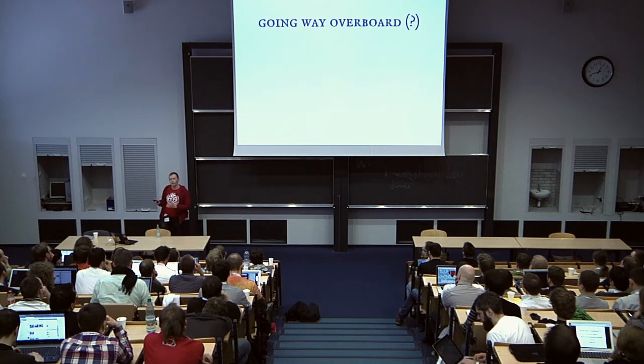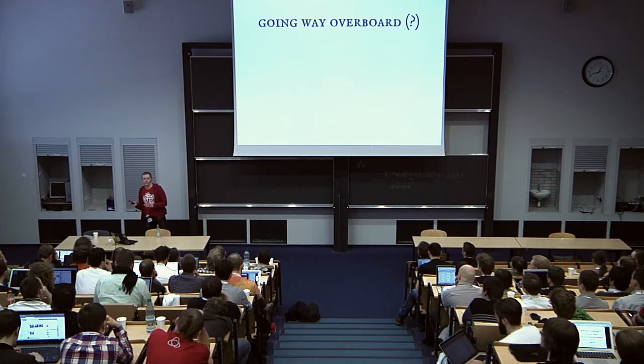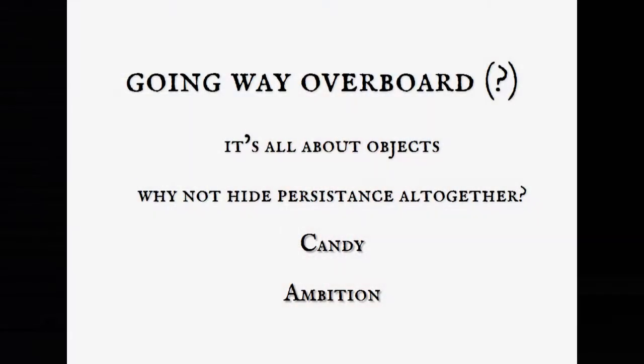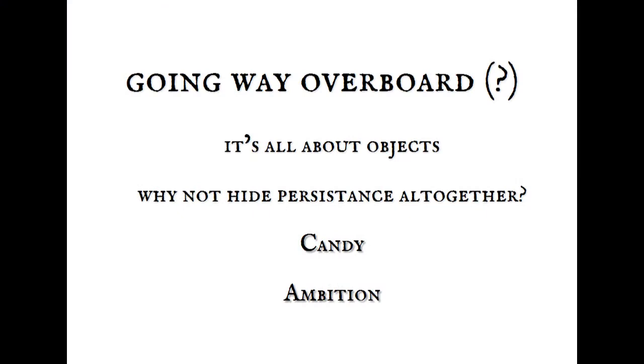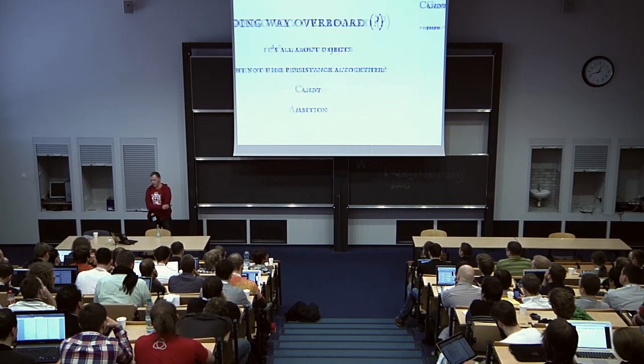So the last thing I want to show, which is going way overboard, maybe, is treating your web app, or any other app, as solely objects, and hiding the persistence altogether. And there are two examples that I love. One is Candy, the other is Ambition. And this is a way to treat persistence in a very invisible manner.